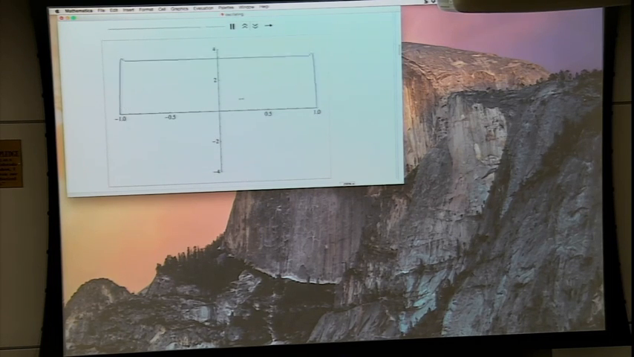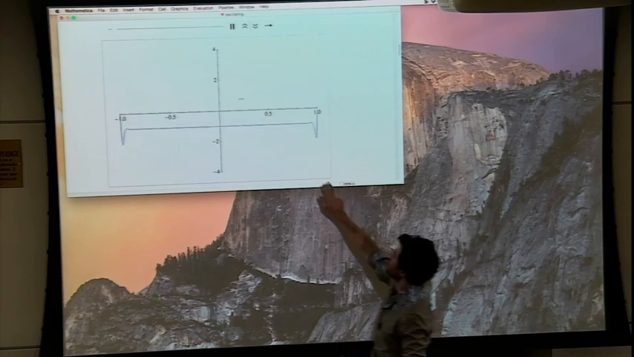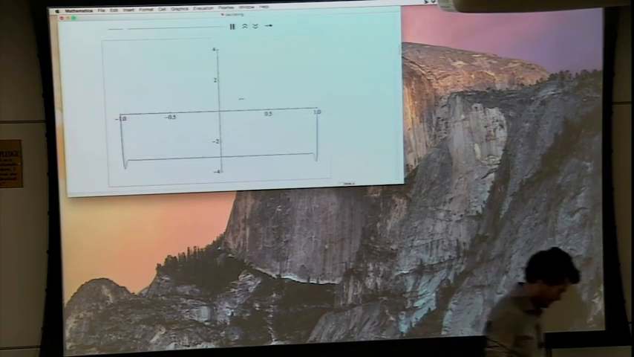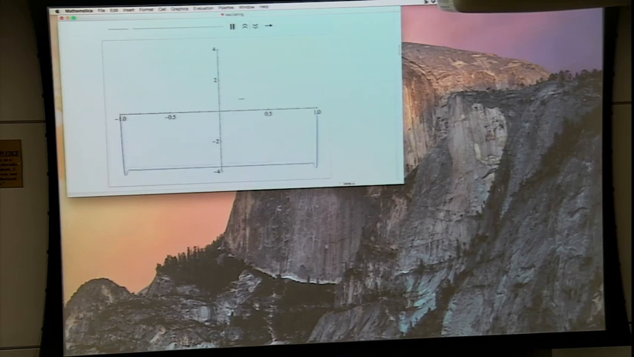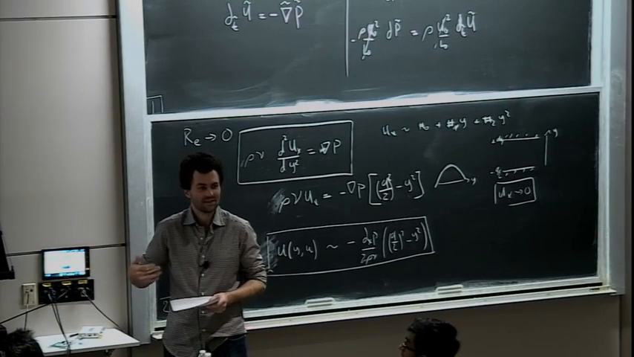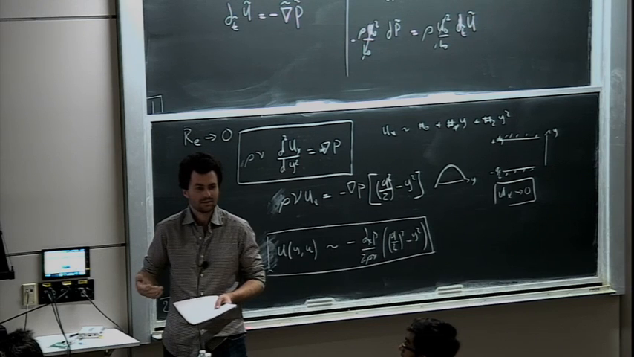Can anybody help me estimate what the width of this is? Look at the Reynolds number. Okay. That's not a length. Pick a length that makes it 1. There you go. Okay. That's a very good way to proceed. But there's another one. What were the parameters that we put inside our problem?